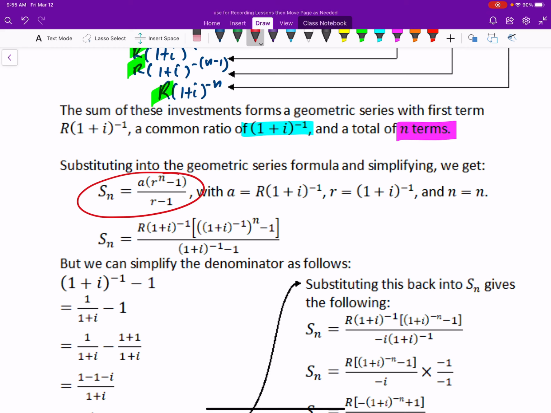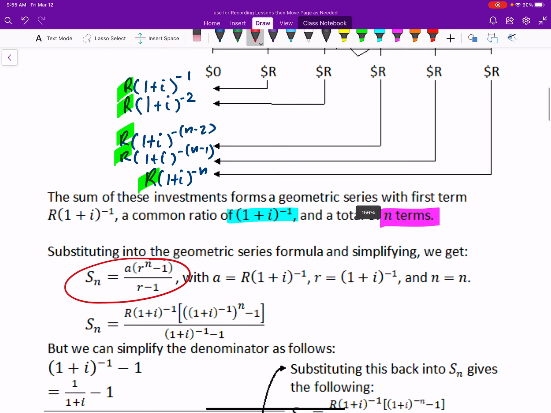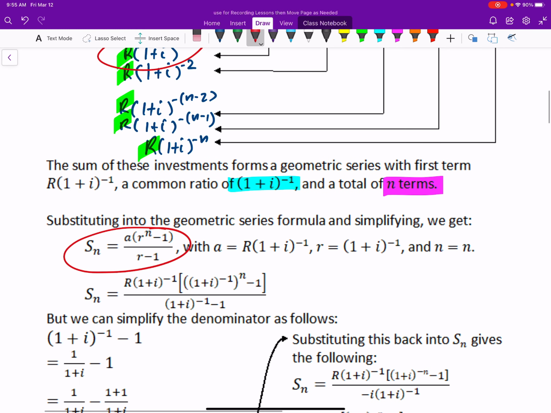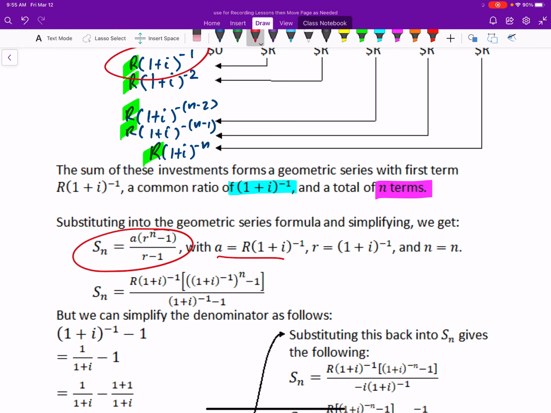A was supposed to be my first term in the geometric series. So this is my first term here. It's r times (1 plus i) to the negative 1. And my common ratio, as I pointed out, is how much we multiply by each time in order to get the next term. Well, that's (1 plus i) to the negative 1. And n, of course, equals n.